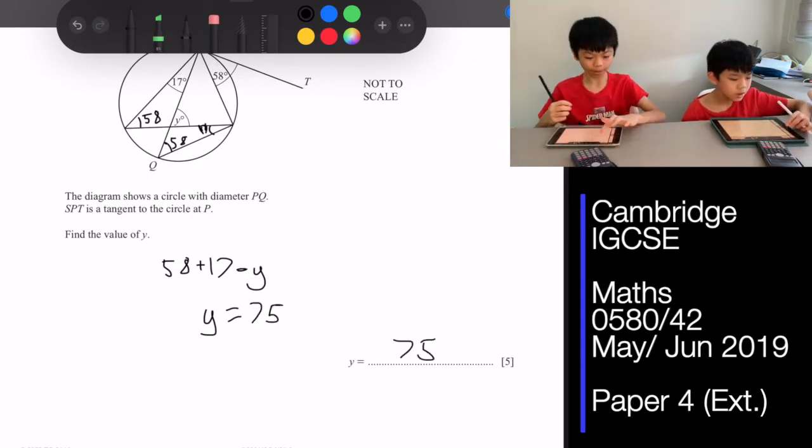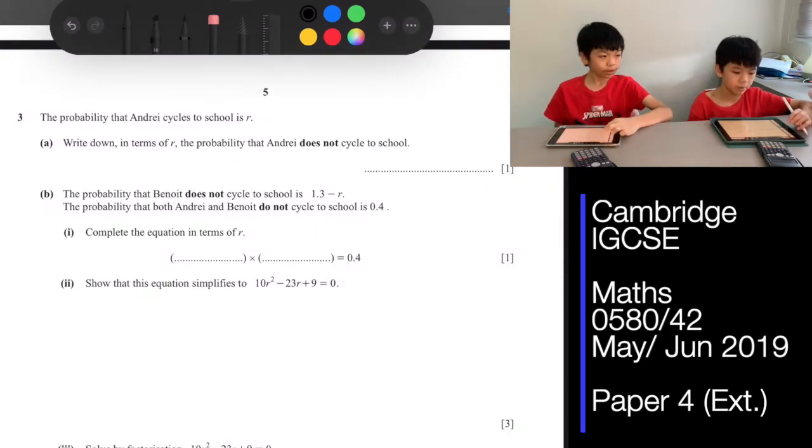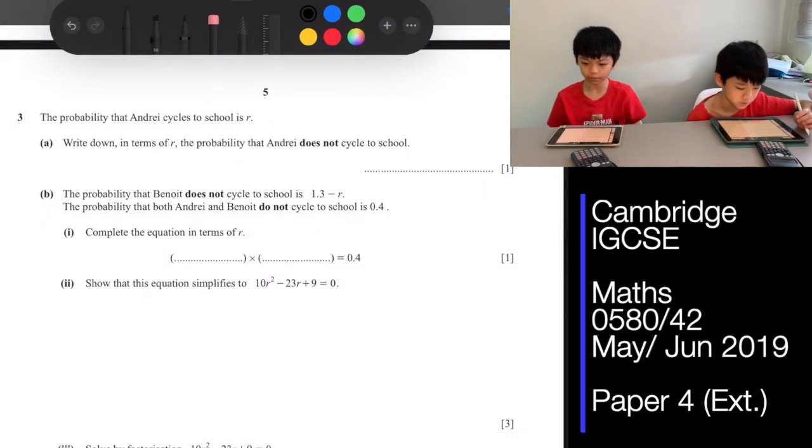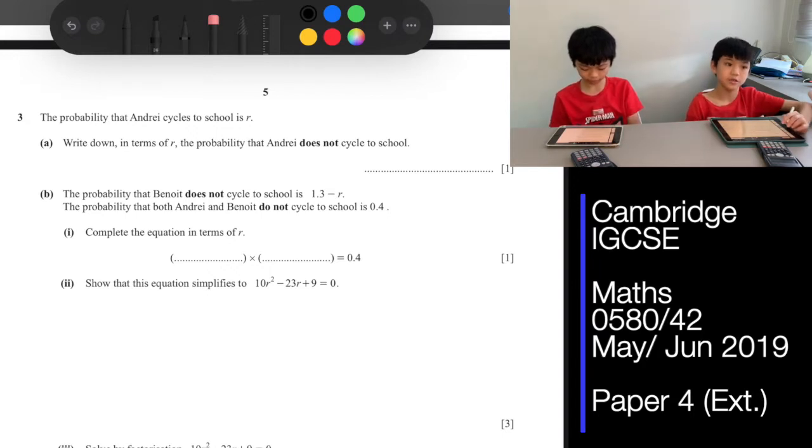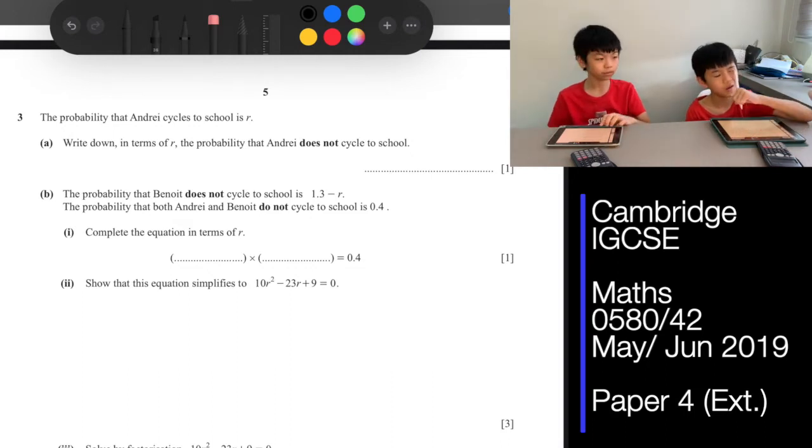Okay, for question 3, the probability that Android cycles to school is R. 3a, we need to write down in terms of R the probability that Android does not cycle to school. So we know that the probability he cycles to school is R. So definitely it would be 1 minus R.